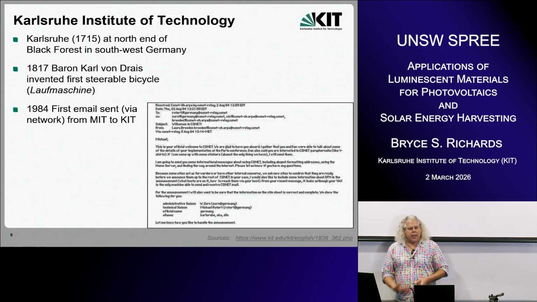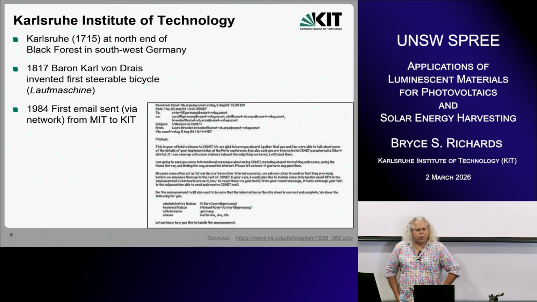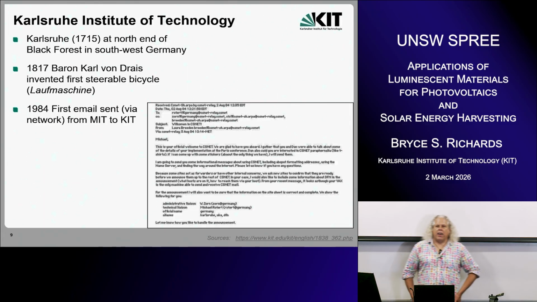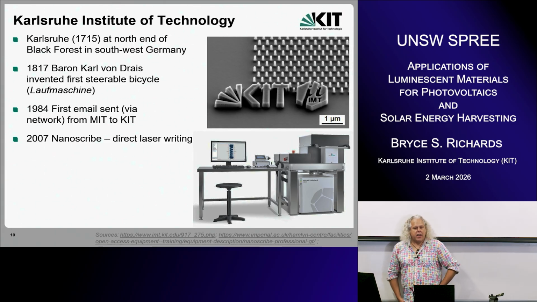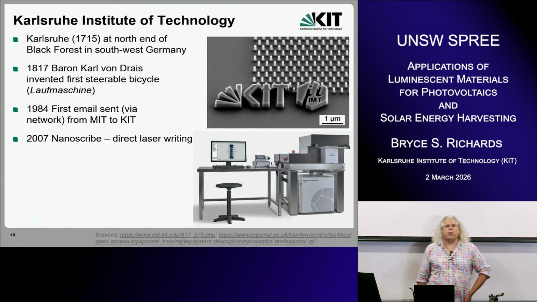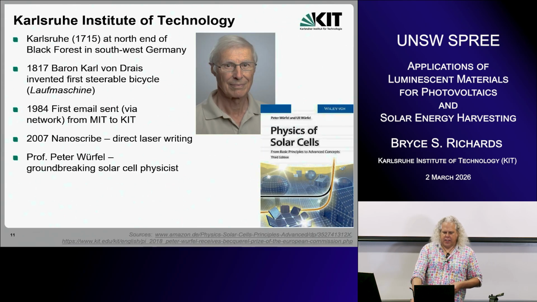Fast forward another century or so, KIT was the first place to receive an email. It's sort of recognized as the true email because it was sent via a computer network, and it was sent from MIT back in 1984. More recently, anybody who has done any direct laser writing, so a 2-photon polymeric lithography process, might know the company Nanoscribe, who are now exporting machines over the world. That came out of KIT.